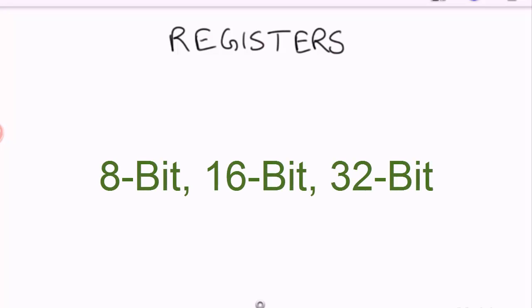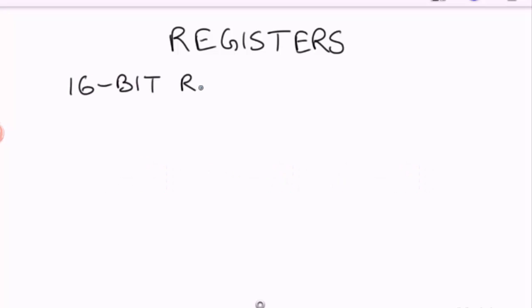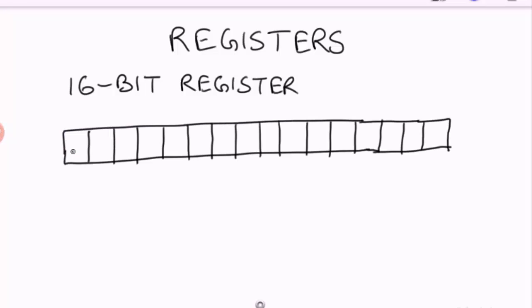Now in any microcontroller there are many registers. Registers are actually some memory addresses, and each register has a specific purpose. Registers are generally 8-bit, 16-bit and 32-bit. Let's say that we have a 16-bit register. These 16 bits are actually representing 16 pins on the microcontroller.